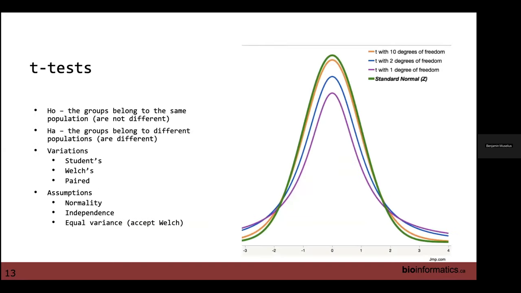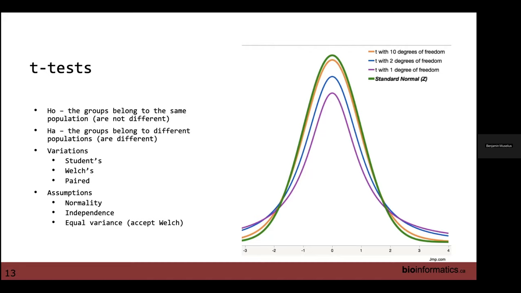Moving then into some of the tests that we commonly use in proteomics. These tests are generally baked into the software that you will be using, like Perseus, Proteome Discoverer, Spectronaut as well, generally anything that has a visualization component will have the capacity to do these tests. The t-test is probably the one everyone is most familiar with. The t-test has the null hypothesis that the groups belong to the same population or are not different, right?